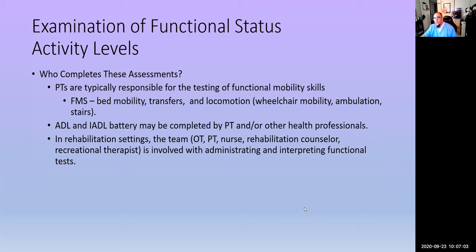So PTs are typically the first responsible person for doing these tests. And we'll look at functional motor skills like bed mobility, transfers, locomotion. Remember, locomotion can include wheelchair mobility, ambulation, stairs, all of that as well. ADLs and IADLs may be completed by the PT or by other healthcare professionals. Maybe OT, maybe respiratory, maybe nursing, right? But when we're in that true rehabilitation setting, we work as a team. PT works with OT, that works with RT, that works with SLP, that works with nursing to try to get these tests done because a lot of times these tests are required in order for the patient to ever leave the hospital.